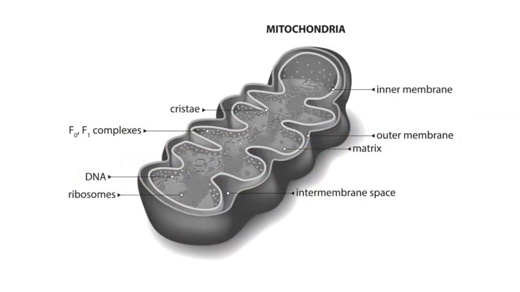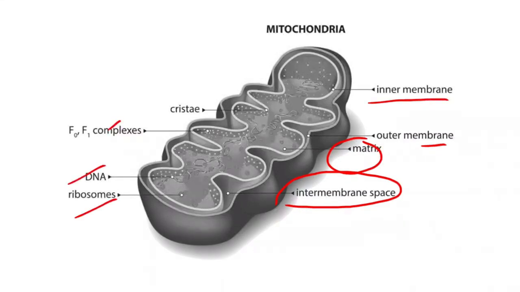So this is the structure of mitochondria, which shows the outer membrane, the inner membrane and the intermediate space that is in between the inner and outer membranes, and the matrix which is inside the inner membrane, which also contains enzyme complexes, DNA and ribosomes.